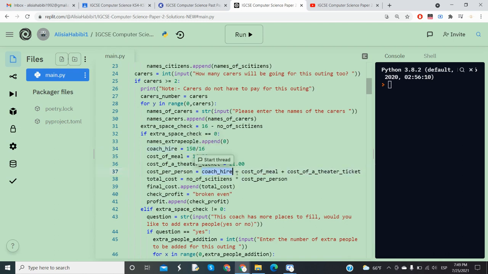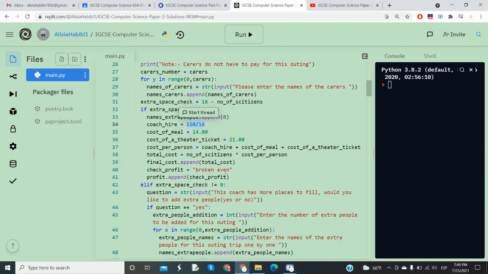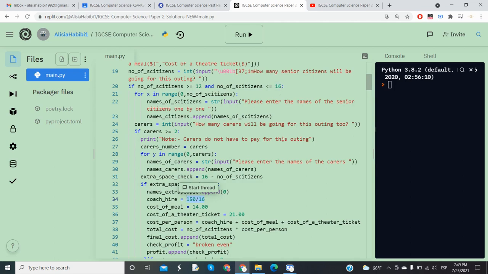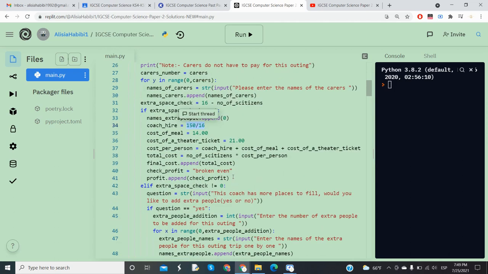And this is just one person we're talking about. So I just made the change right now. So 150, depending on the coach hire, divided by the maximum number of people that can be on this coach, which is 16, and that's going to give you the cost per person. So as you can see, the cost per person is calculated by adding the coach hire, which is this one, plus the cost of the meal, which is 14, plus the cost of the theater ticket.